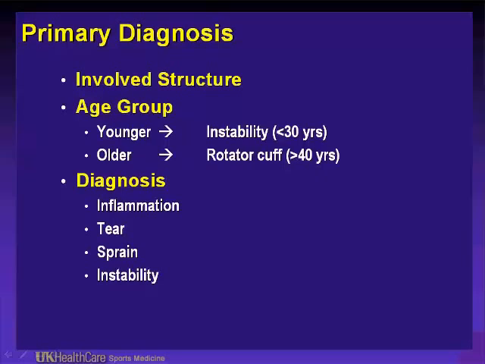In the older individuals, older than age 40, think about the rotator cuff as being the primary problem, not instability. We get a little stiff as we get older, so it's not an instability issue. More of a rotator cuff dysfunction, typically a compressive rotator cuff problem from above, a subacromial bursitis, compression problem, or a partial tear or tear.